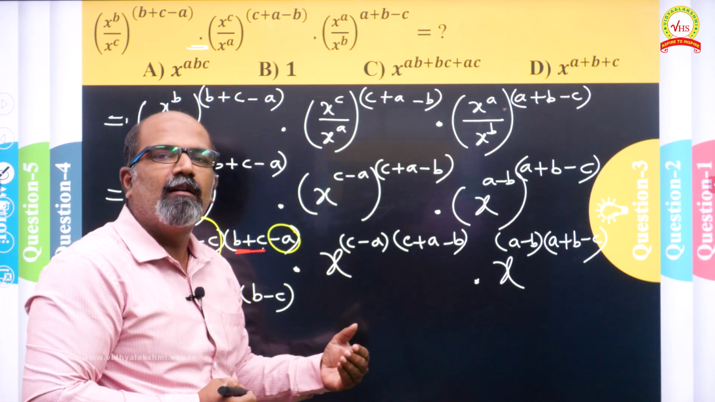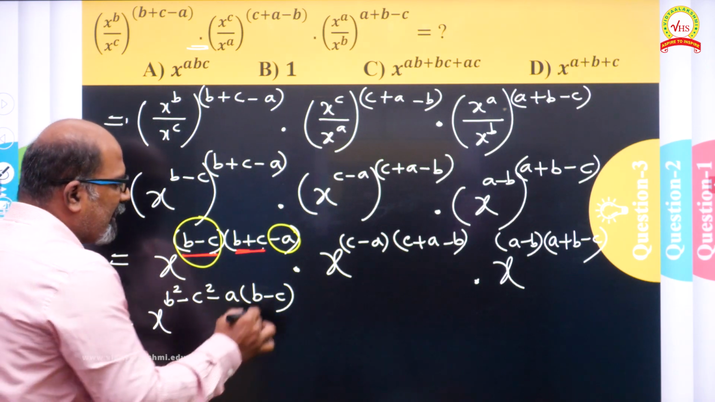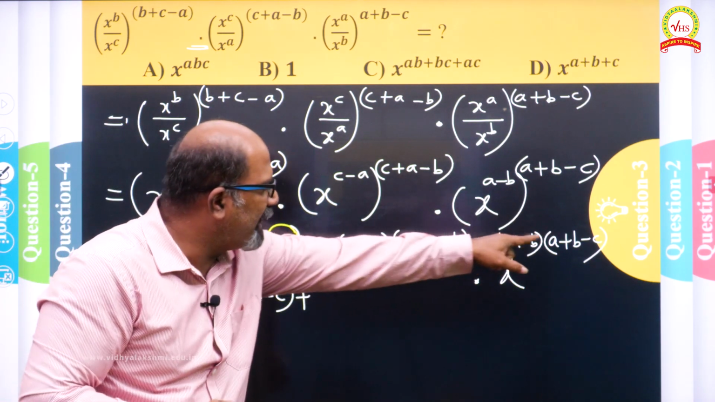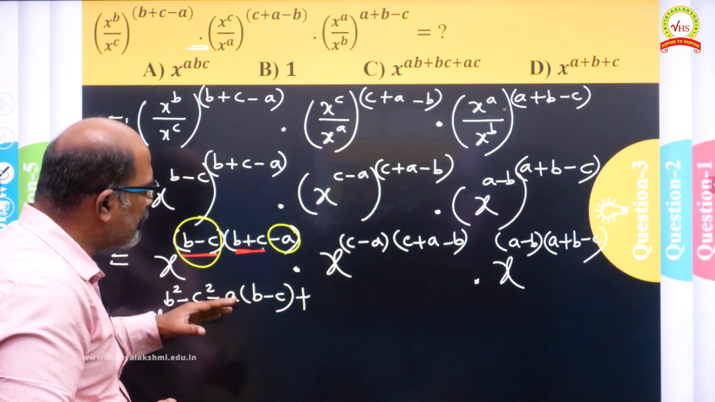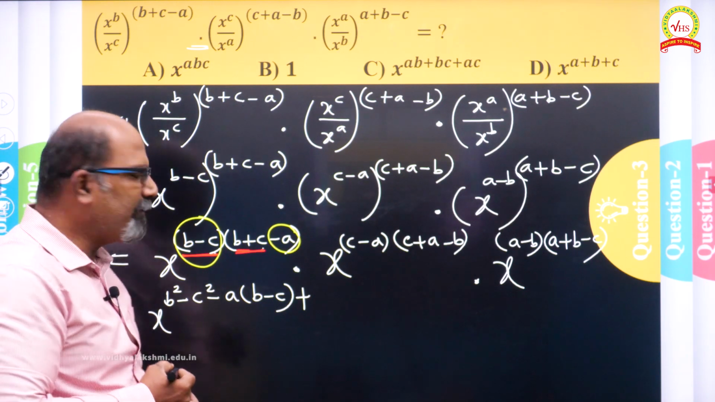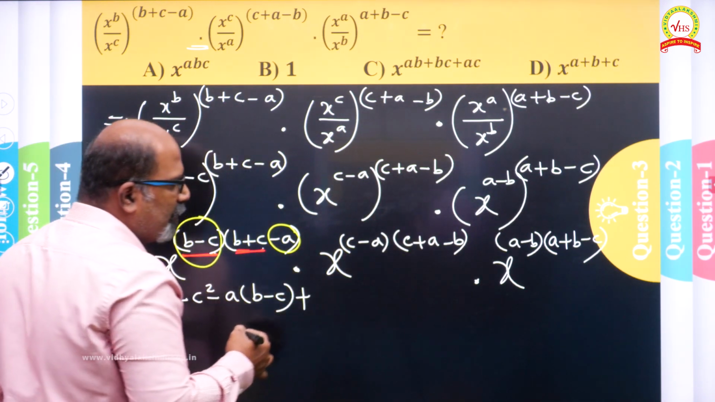We can apply the product rule for exponent. When you apply the product rule for exponent, what you will be having? The powers have to be added, that is, the exponents have to be added. So, by the same way, in the same step, I am adding all the exponents all together. Okay, see. So, carry the multiplication here.